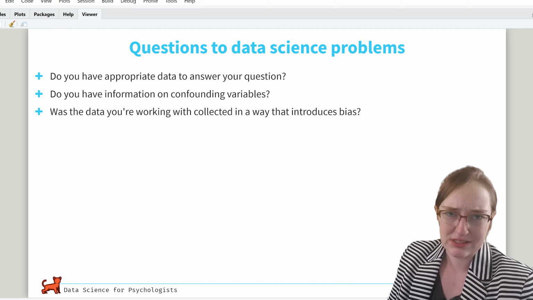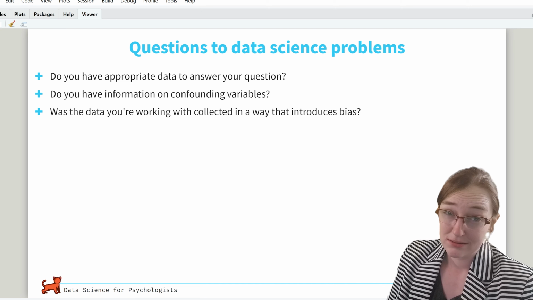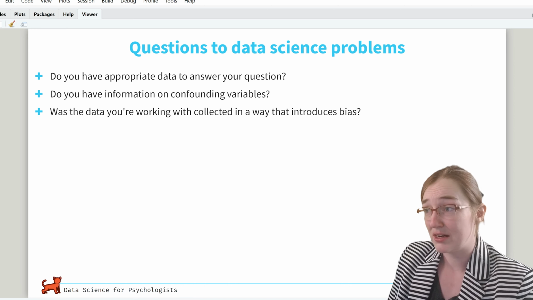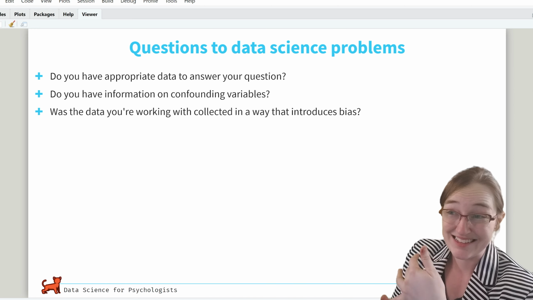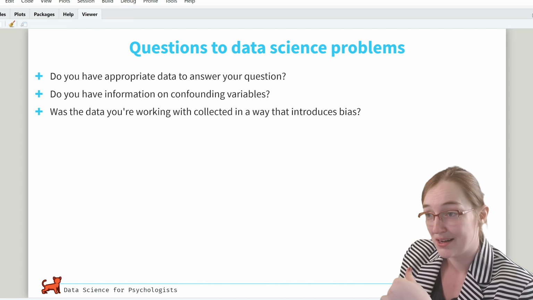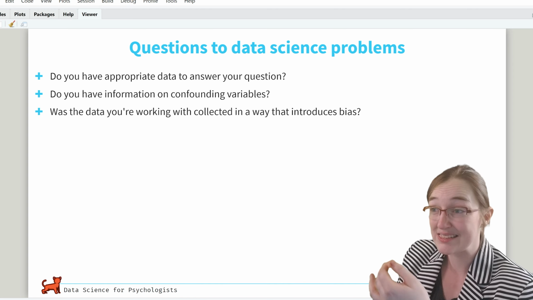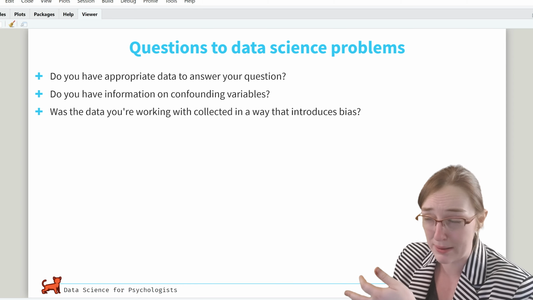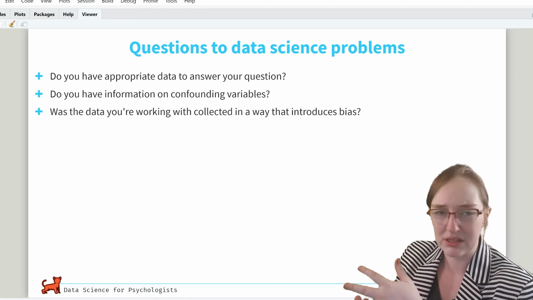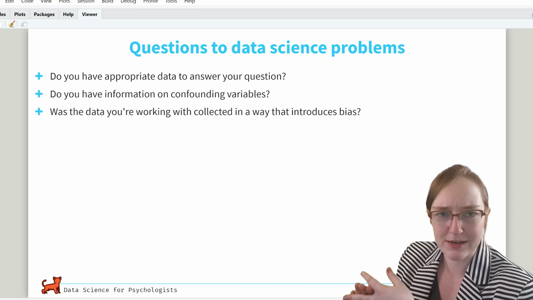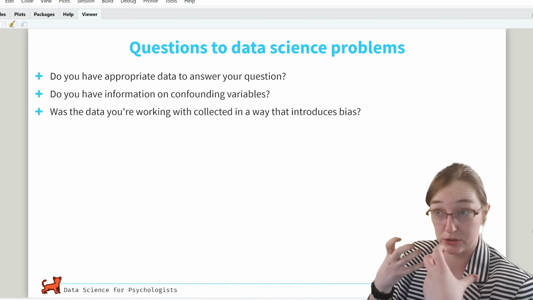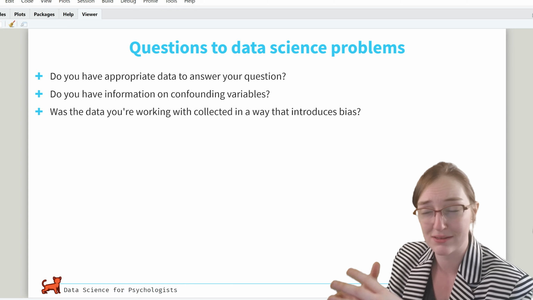So questions to data science problems. Here are the things you should be asking yourself. Do you have appropriate data to answer your question? Or at least, do you know where you can find some? So that could be web scraping, publicly available data sets, proprietary data. But the question is, do you have a way to answer this?